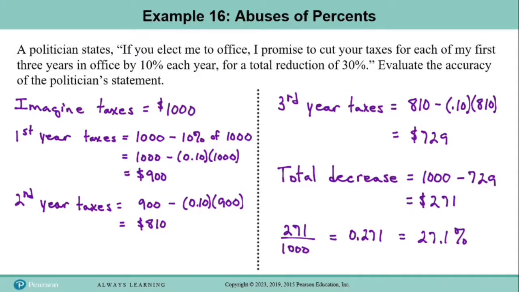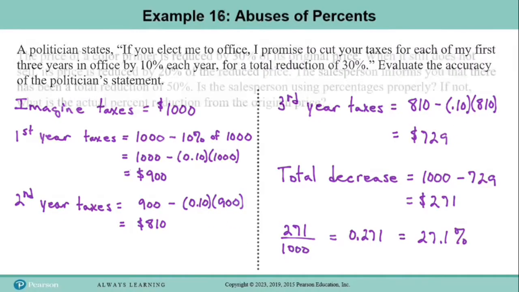Now see, if he had given us 10% of 1,000 each year, then yes, we would have ended up with a 30% tax decrease. That's not what they do. It's 10% of last year's bill, and therefore the total percent decrease ended up not being the 30% that was promised, but just 27.1%. And again, this is a common mistake that people make with percent increase and percent decrease, and it's because the number that we're using as the base is changing every year.